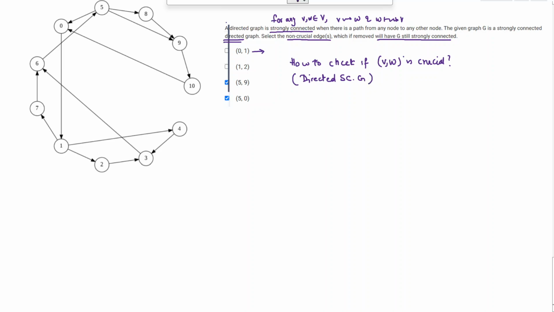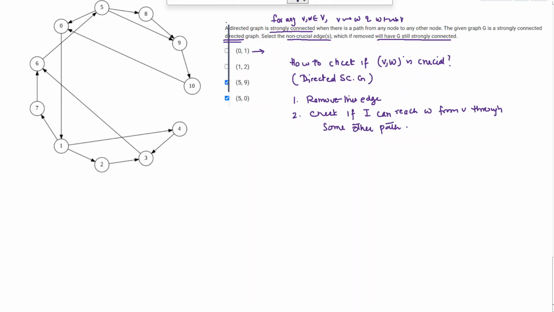So the first step is to remove this edge from the graph, and then check if I can reach W from V through some other path. That is the idea, right?